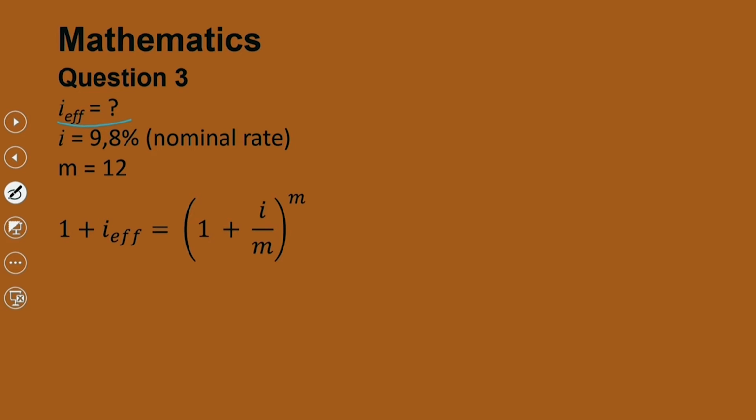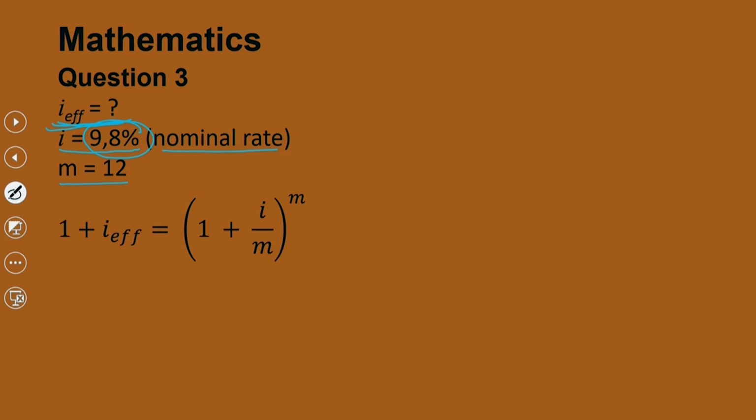And remember what I said in the previous sections that I've done, that first write down, and that is what we do in financial maths, the information that has been given. Like in this case, we don't have the value for i effective, but we have i, which is equal to what? The nominal. It's our nominal rate, which is equal to 9.8%. And then we have been given m being equal to 12.